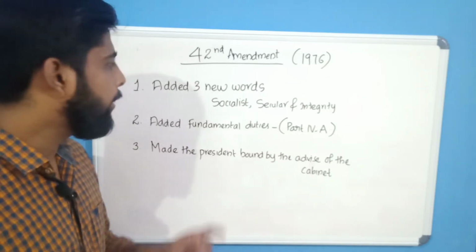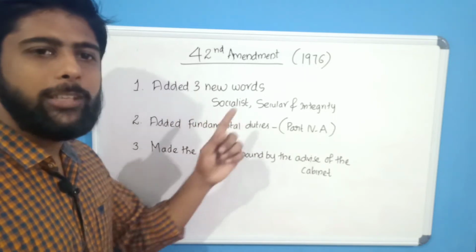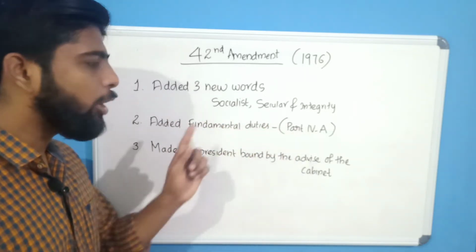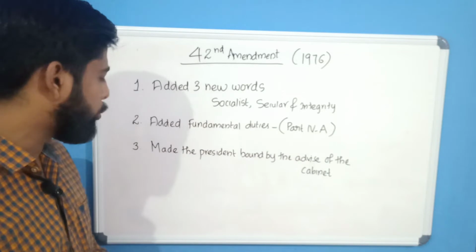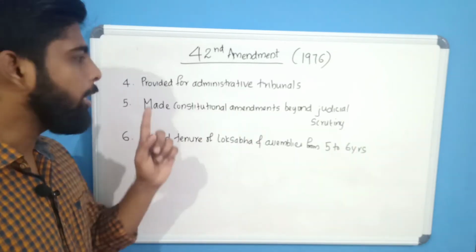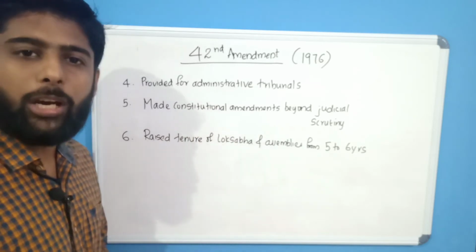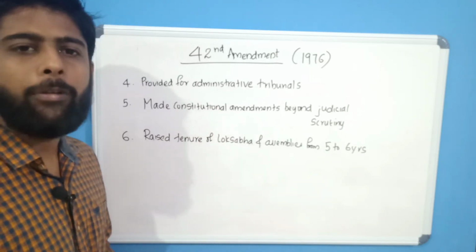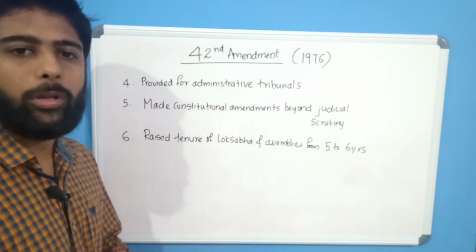So let's recall. Added three new words: socialist, secular and integrity. Added fundamental duties, that is Part 4A of the Constitution. Made the president bound by the advice of the cabinet. The fourth one is it provided for the establishment of administrative tribunals. That is, setting up of administrative tribunals and other tribunals.